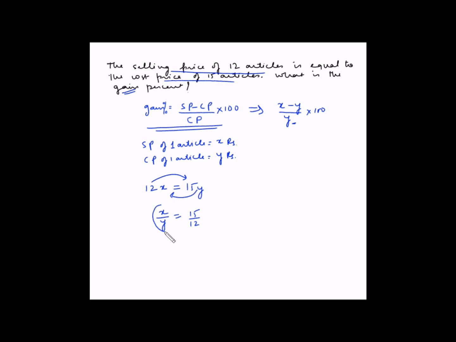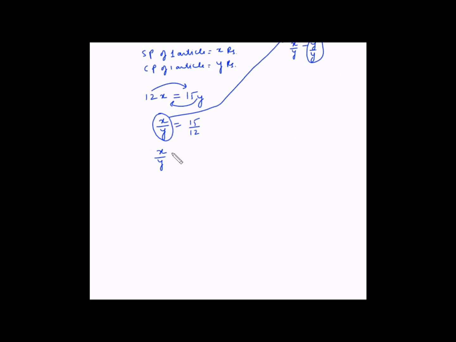Now we want to express this equation in terms of this. So this is also X divided by Y minus Y divided by Y, and this is equal to 1. So if we subtract 1 on both the sides, X divided by Y minus 1 equals 15 divided by 12 minus 1. So whatever we are doing on one side of the equation, we have to make sure that we are doing the same thing on the other side to make it equal.